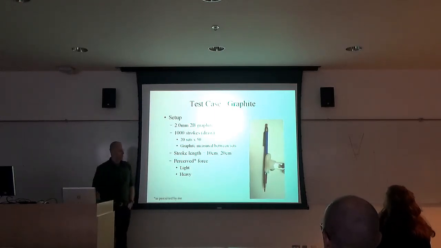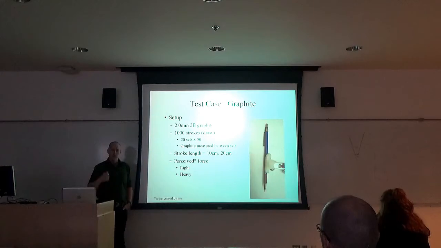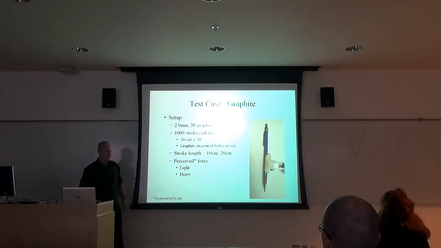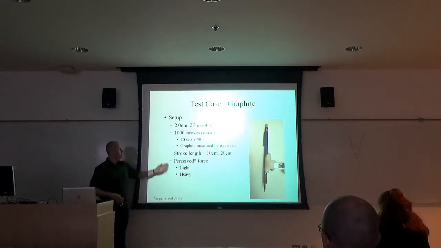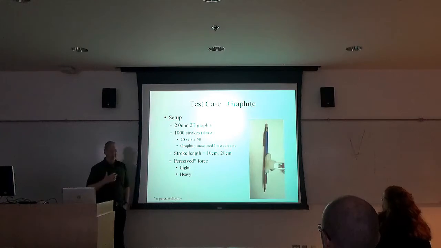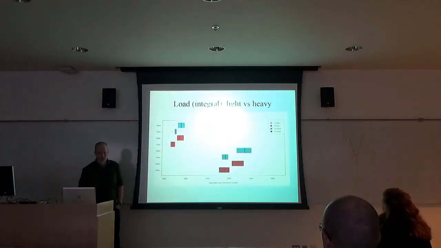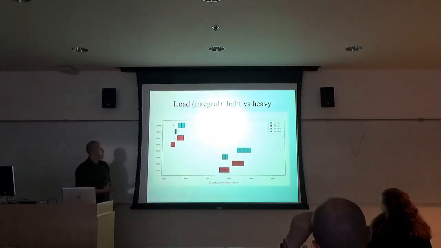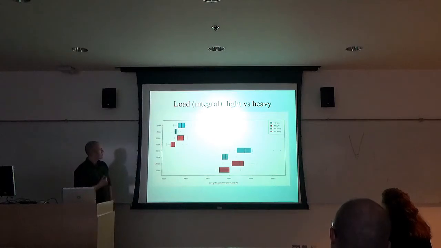So basically I did 1,000 strokes each, 2B graphite, HB graphite, heavy subjective pressure, light subjective pressure, subjective, as I say, as perceived by me, measured between each set of 50 strokes, and then charted it. So here's the load integral, basically. This is the load data.